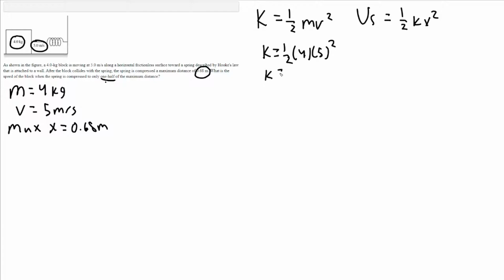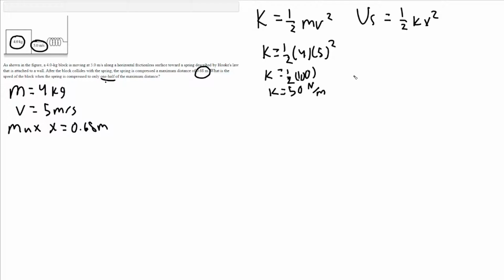K is equal to 1/2 of 100, because 4 times 25, 5 squared, is equal to 100. K is equal to 50 joules. So knowing this, we can find the answer to this equation, because we don't know what the k is for this problem yet.